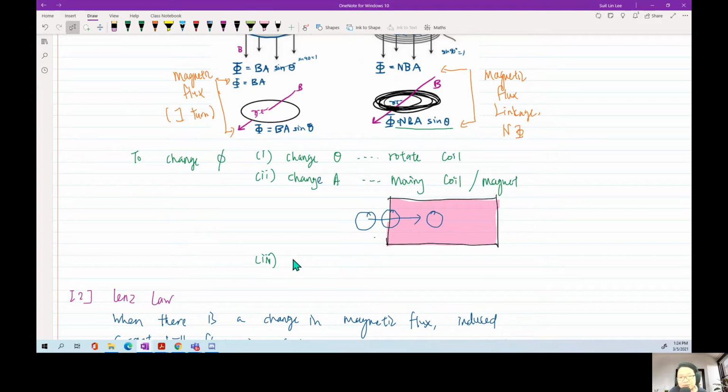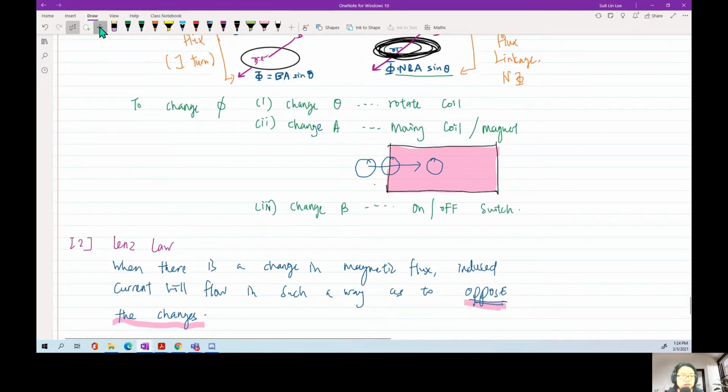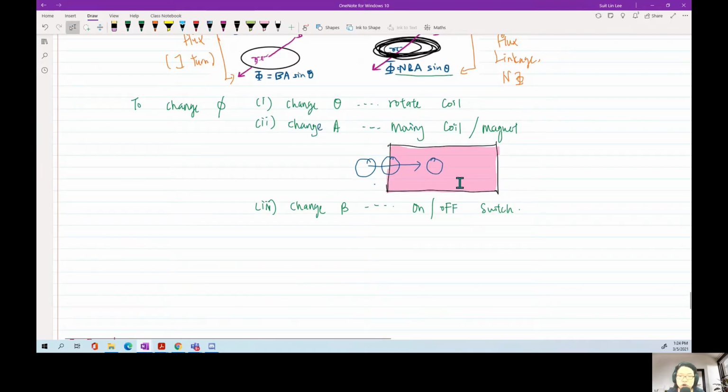We have A. We can change B. And the way we change B is by turning the switch on or off. Let's say you have a circuit, you can turn the switch on and off, or change the current in the solenoid that creates the magnetic field.